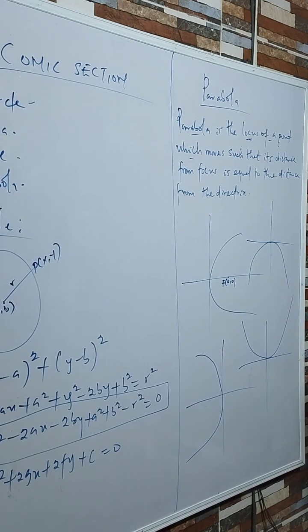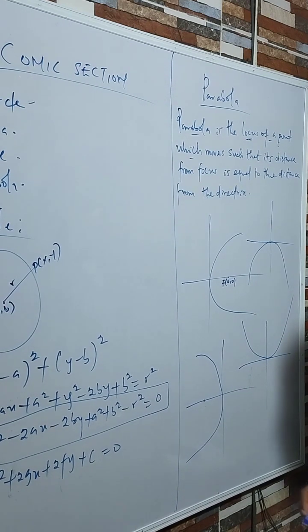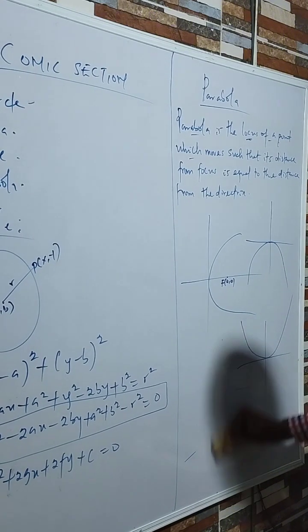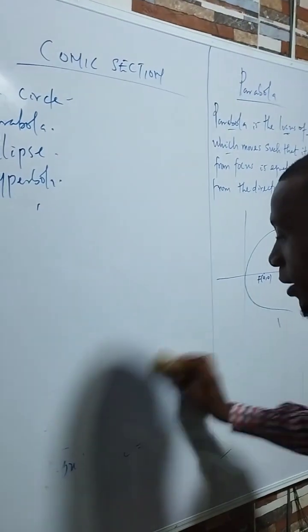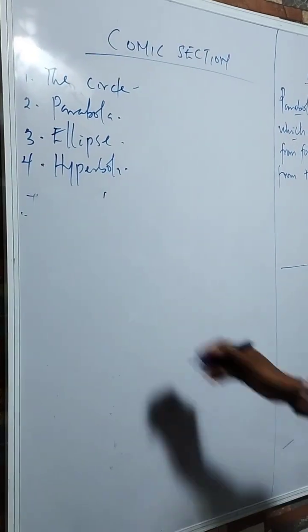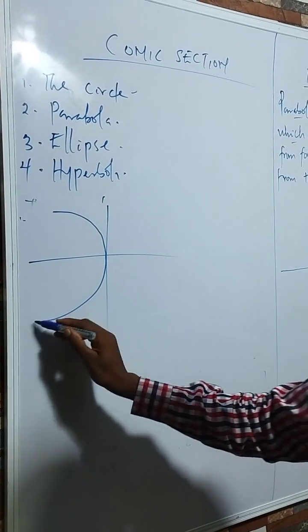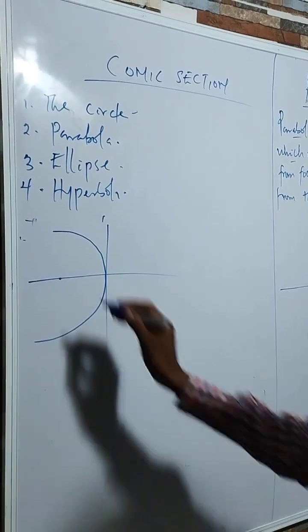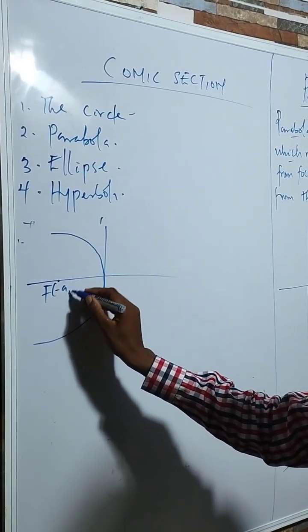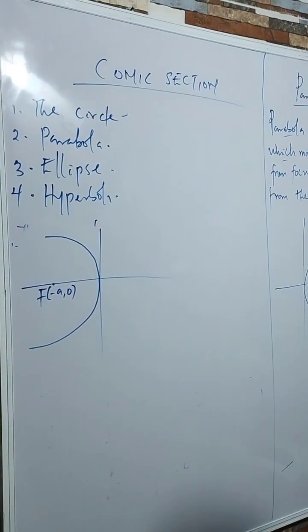If I place it on the other side, it simply means that my parabola at this point, placed on the other side like this, has its focus here. If I place my focus here, my F will be (-a, 0). That is the value of F: F is (-a, 0).